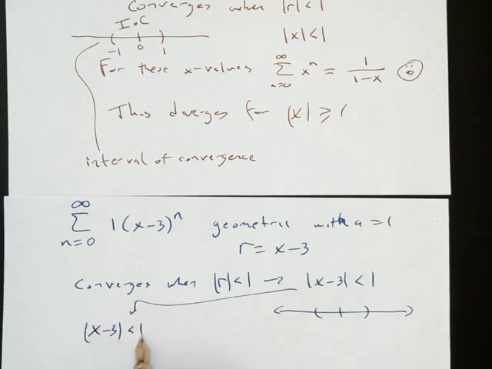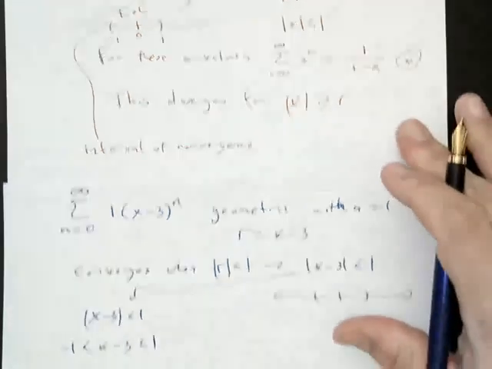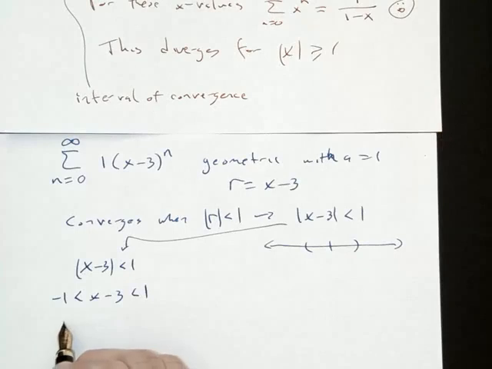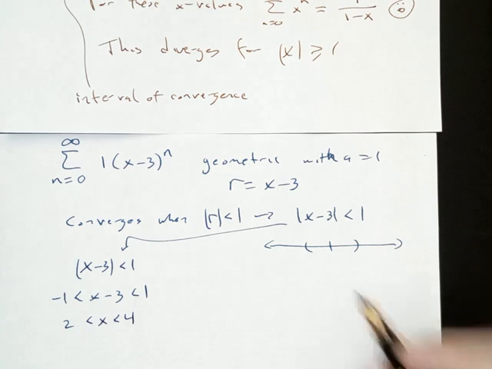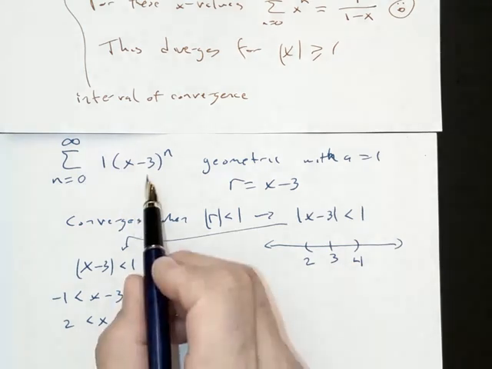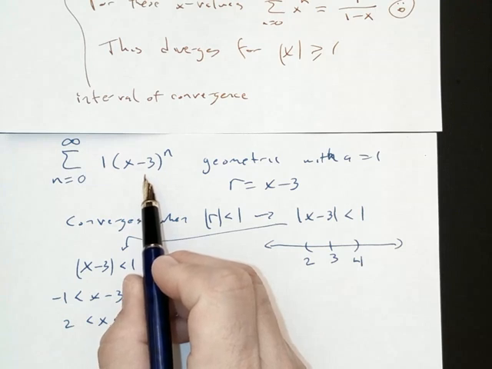Absolute value of x minus 3 less than 1 is negative 1 less than x minus 3 less than 1, right? And that becomes, add 3 to all sides, the interval from 2 to 4. And the center of that interval is at 3. And that center is right here in the original series form of this power series.